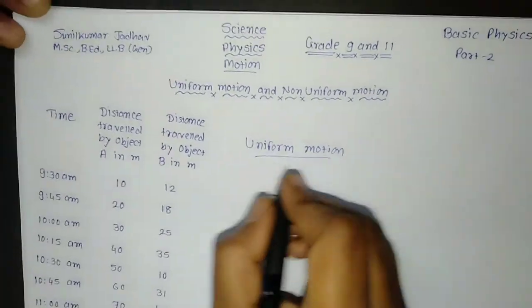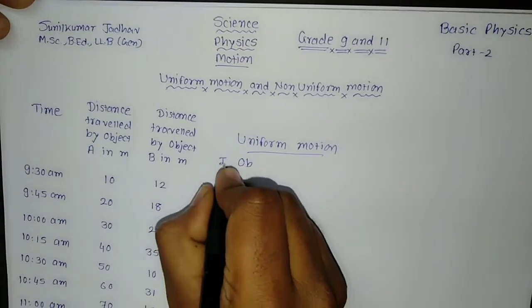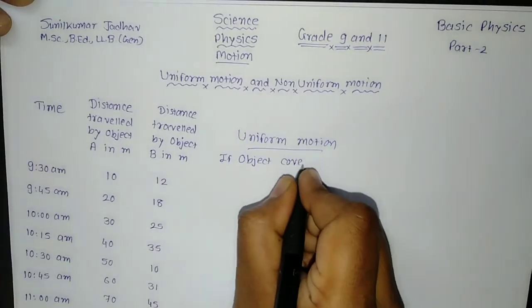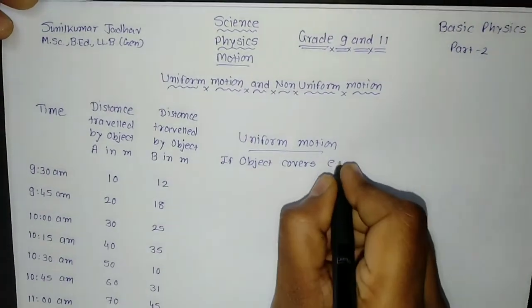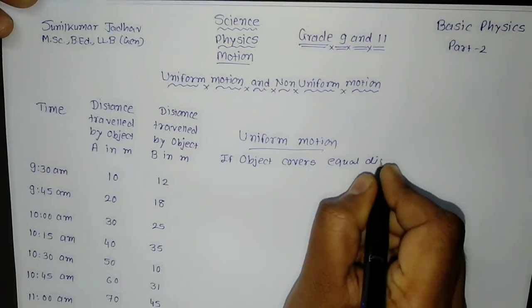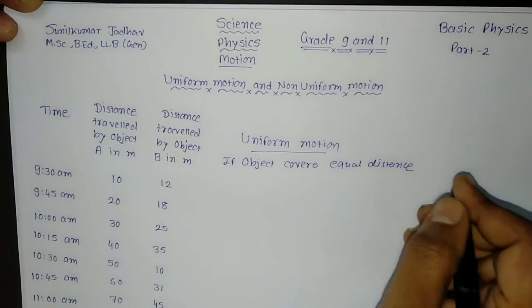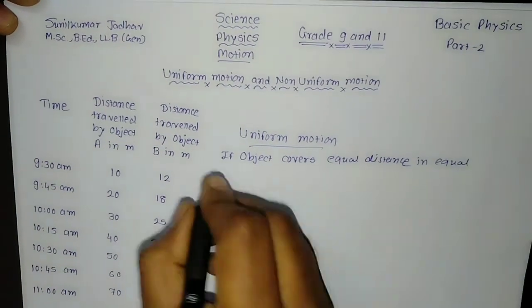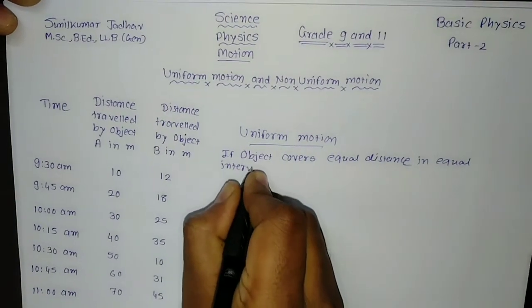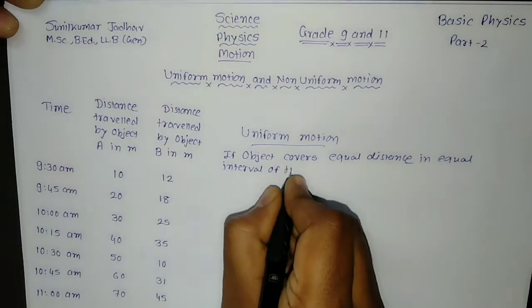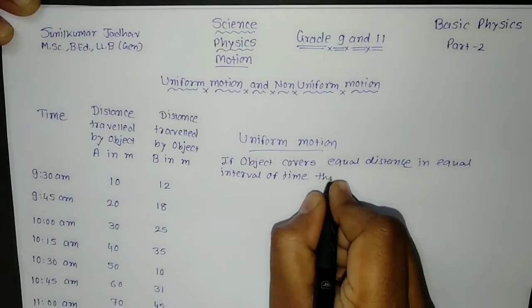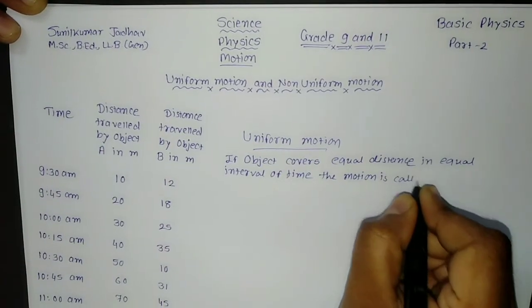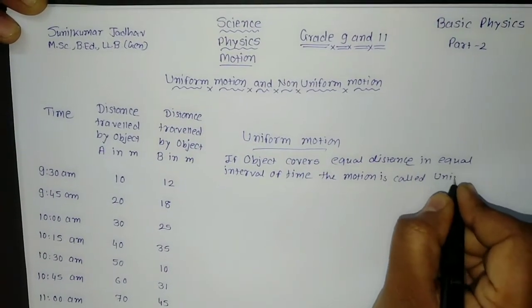If an object covers equal distance in equal interval of time, the motion is called uniform motion.